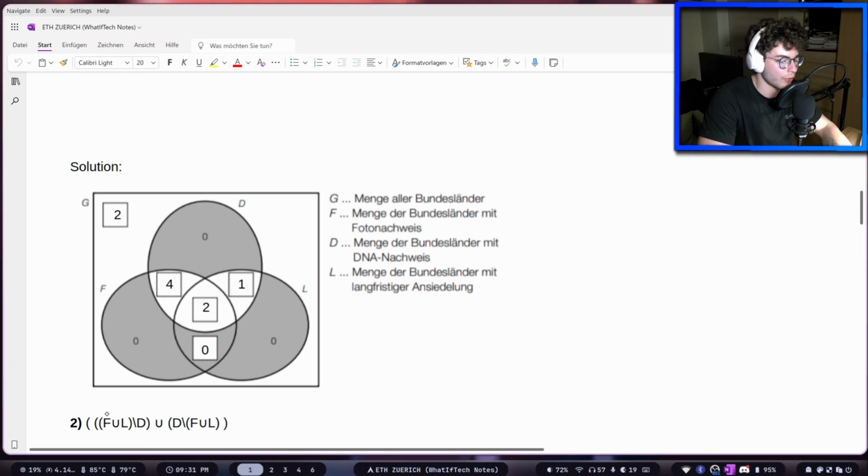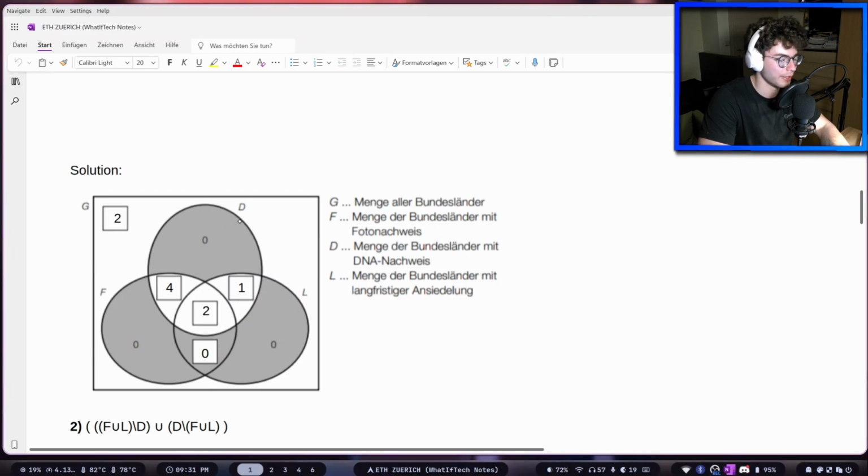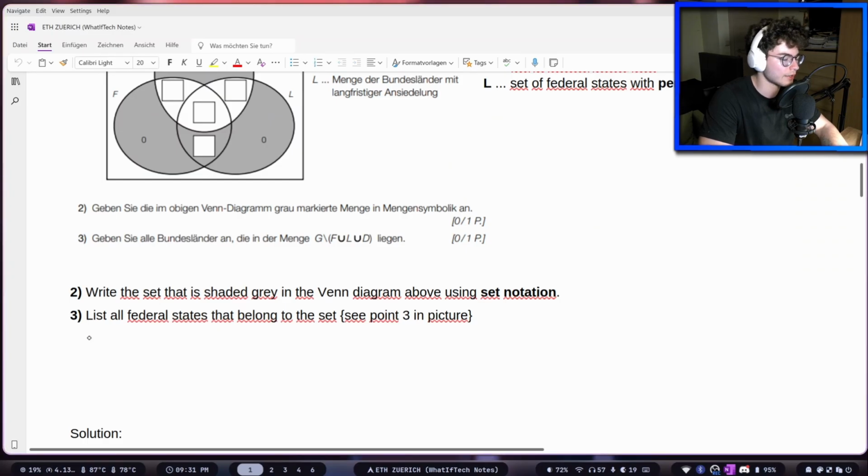The union join of F and L, which is the gray area, plus the white area. Set difference with D, which subtracts the white area from the gray area, and we union join D set difference or minus the union join of F and L, which subtracts us again the white area and gets us the above gray area.